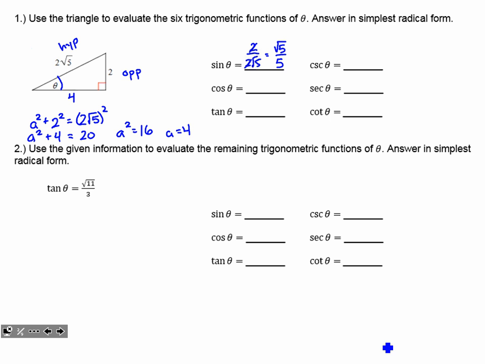Cosecant, we take the reciprocal of that. If it was 1 over root 5, then its reciprocal would just be square root of 5, and that's hypotenuse over opposite. We can double check. Yes, the 2's will cancel out. That is our answer in simplest radical form.